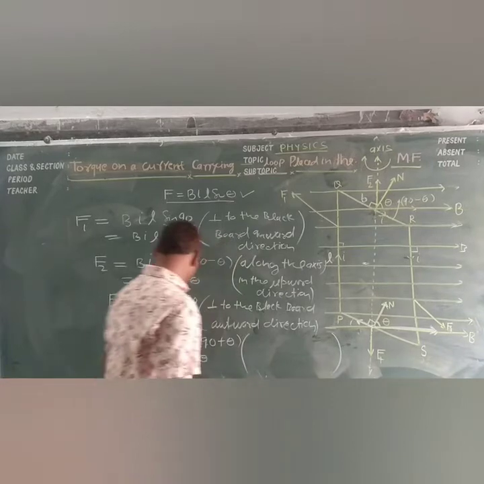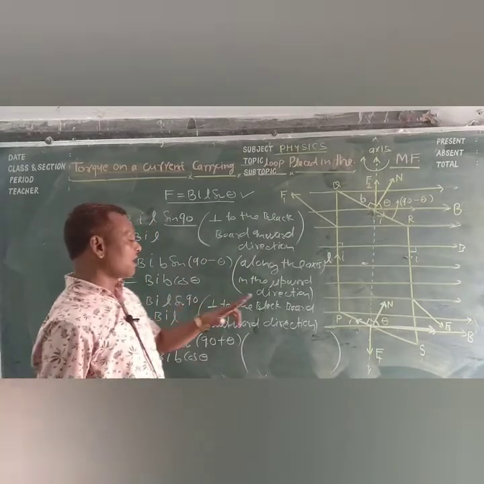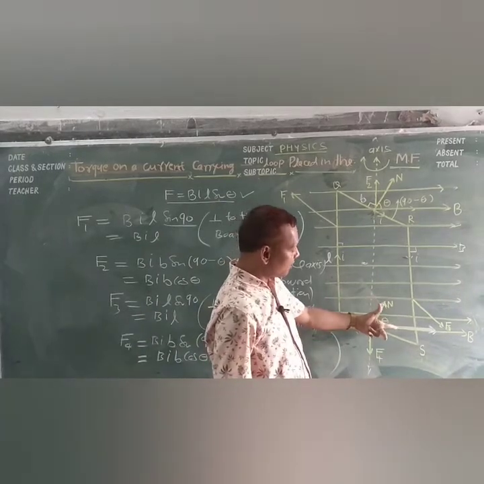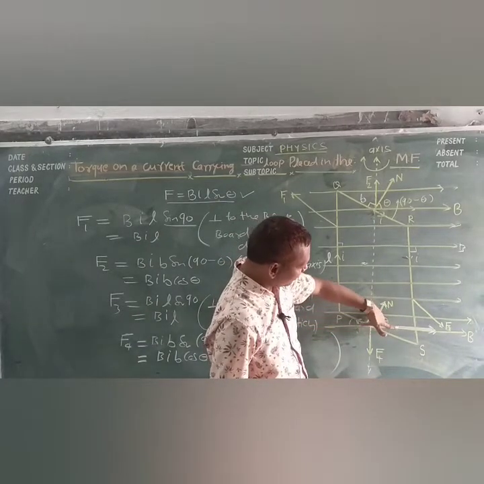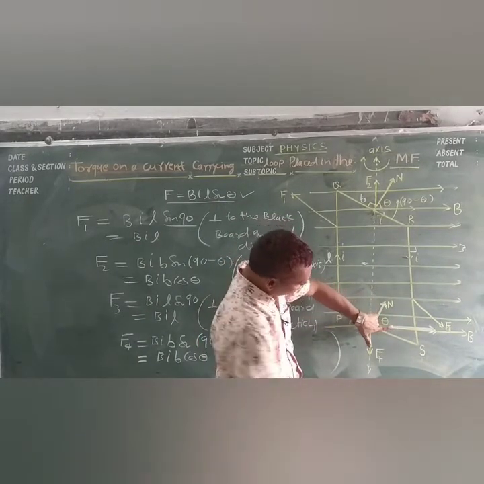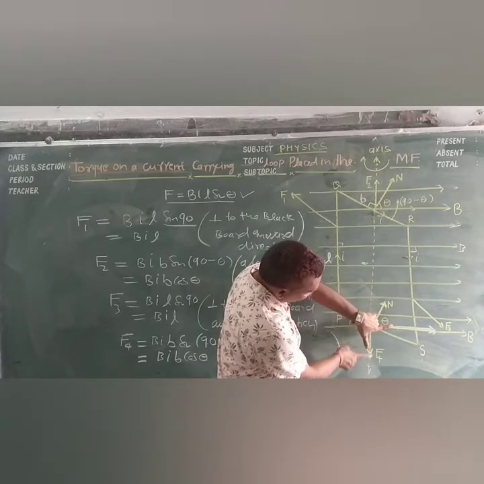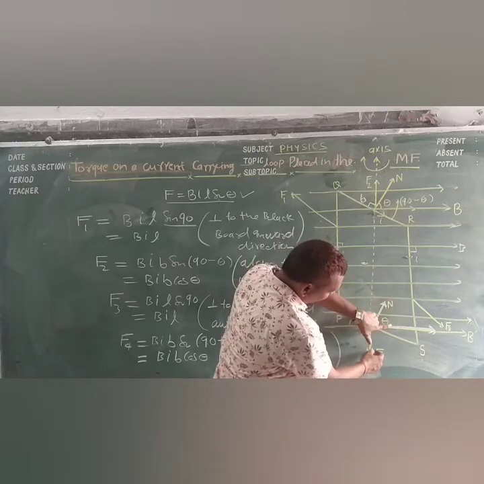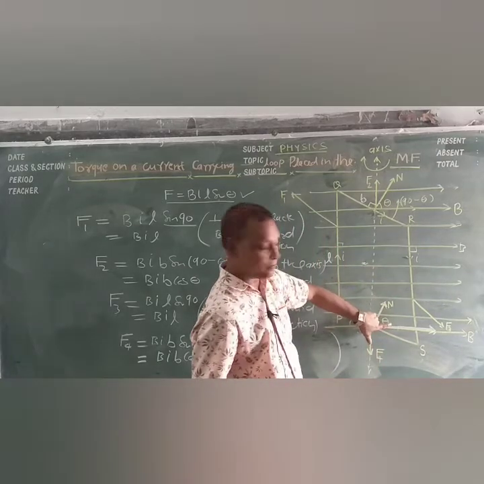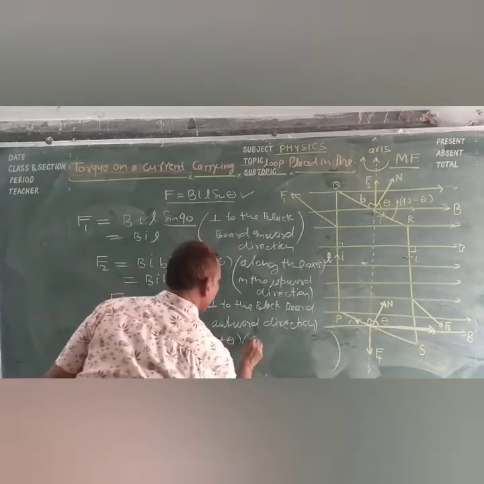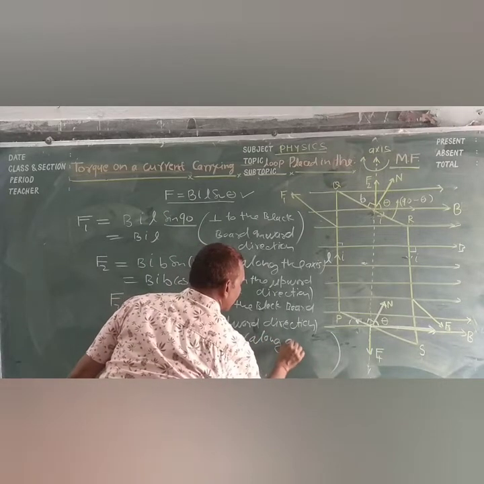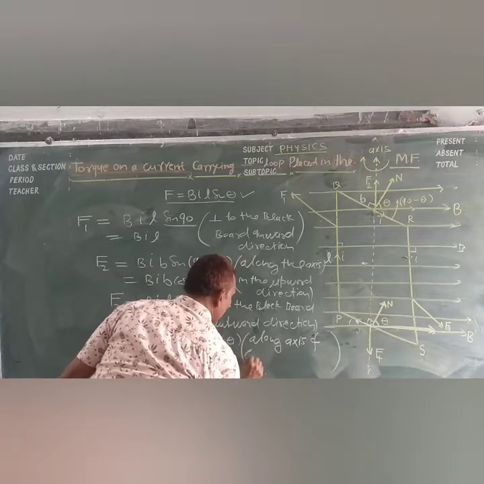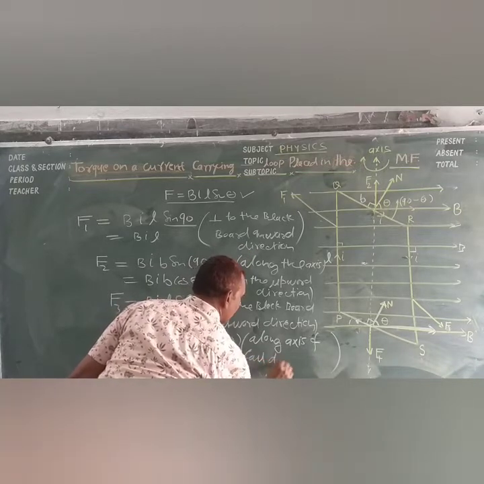And what is the direction of F4? We again use Fleming's left hand rule. This is the magnetic field and this is the current. So the direction of force is along the axis of the coil, downward.